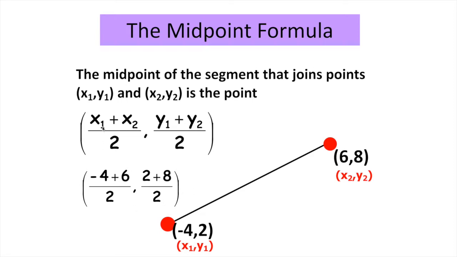So we've got x1 was -4, x2 was 6, divided by 2. Then we've got 2 plus 8. This is my y1 plus y2 divided by 2. That leaves me with my midpoint, which is 1, 5. 1, 5 is my midpoint on that one.